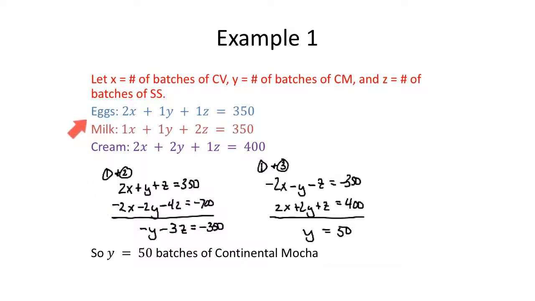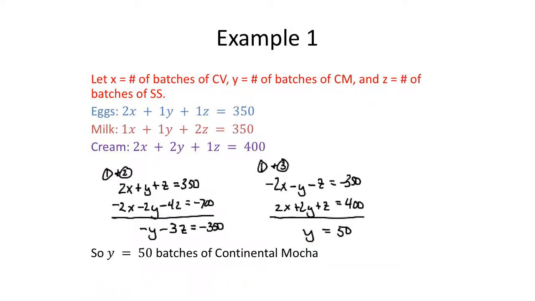Alright, let's also use eggs and cream. Notice how they have the same coefficient 2 in front of x. Let's multiply the egg equation by a negative 1. So I'll have a negative 2x minus y minus z equals a negative 350. Add that to my cream equation. The x's cancel out. Negative y plus 2y is y. Negative z plus z cancels out. And negative 350 plus 400 equals 50, which tells us right away that y is 50. We'll have 50 batches of continental mocha.